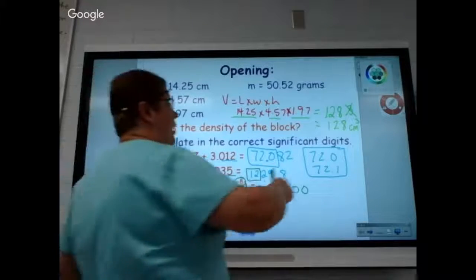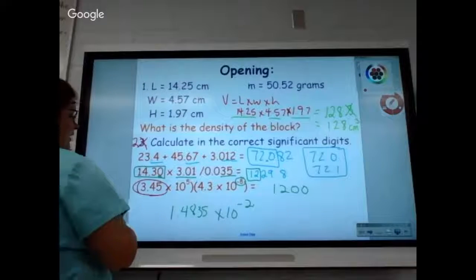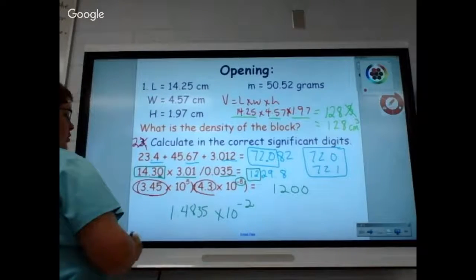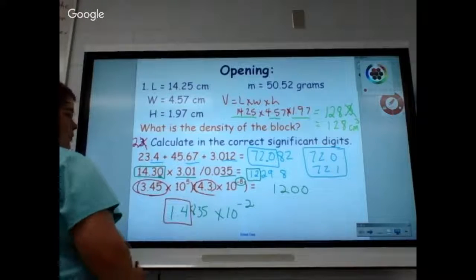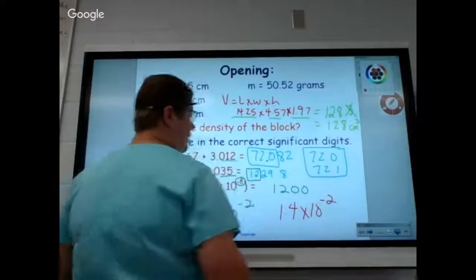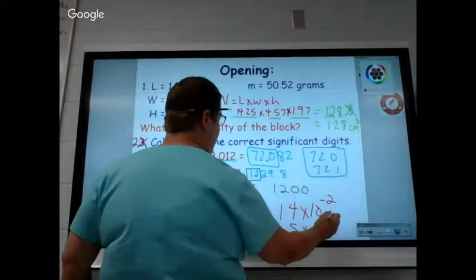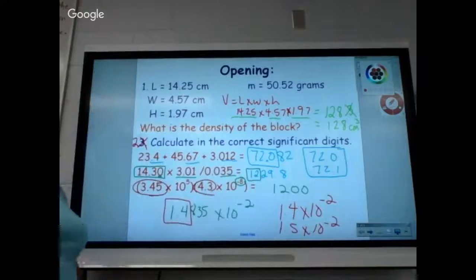I'm multiplying and dividing, right? So when I use my rule, this has how many significant digits? And this has, so I only want, so I'm keeping the first two. 1.4 times 10 to the -2nd, or if you feel like rounding, 1.5 times 10 to the -2nd. Either one is fine. Either one is acceptable. But if you don't round up, I'm not going to mark it wrong. Or if I accidentally do, I'll give your points back.